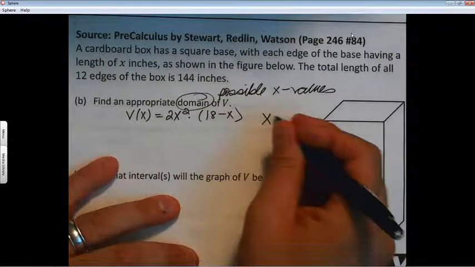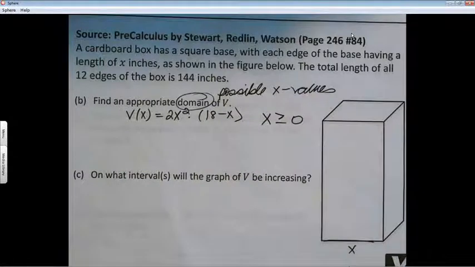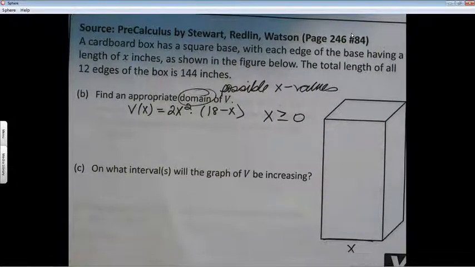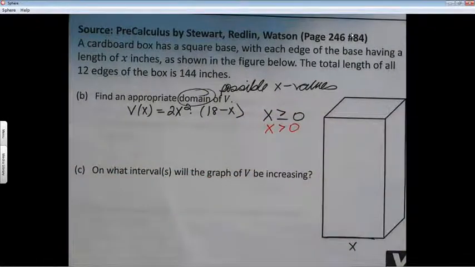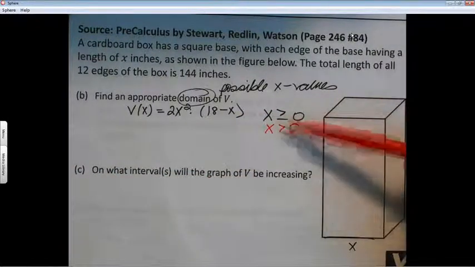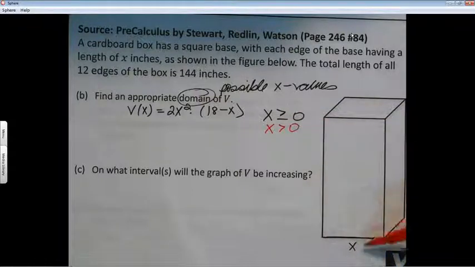Since we are talking about a real-life problem, the x represents the length of the base of the box. Since this is a geometry problem, it doesn't make any sense to have a negative value for x. So the x value has to at least be greater than or equal to 0.